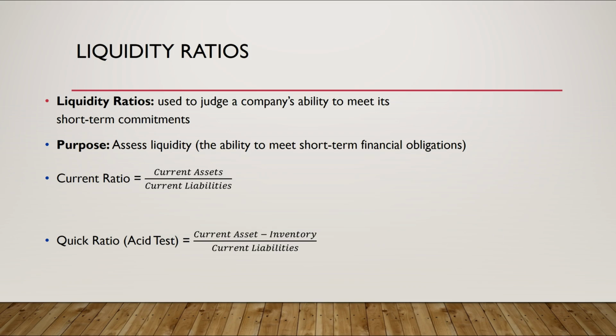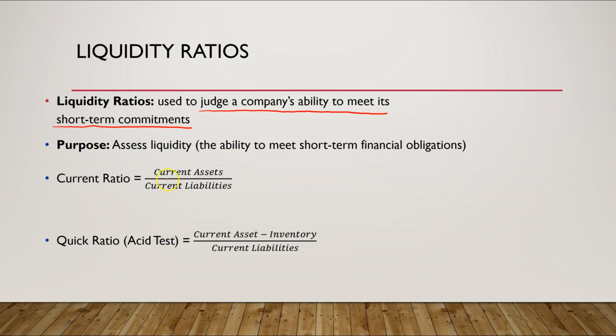Like I said, liquidity ratios are really used to judge how well a company is going to be able to meet its short-term commitments or short-term obligations. When we look at these, we have two real simple ratios we can look at. There are some other liquidity ratios, like the cash ratio or the cash conversion cycle. Those also look at how well a company is able to generate cash to meet some of its short-term obligations. But here, the two most common, the current ratio and the quick ratio, are very, very straightforward.